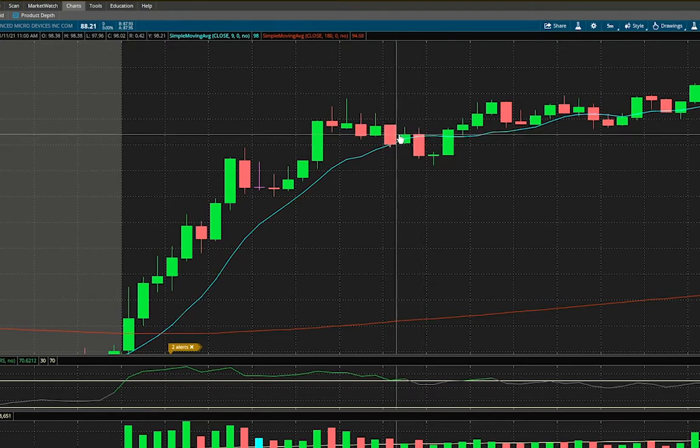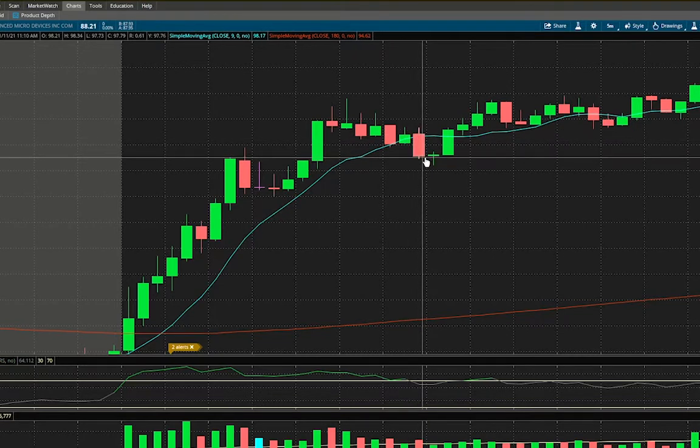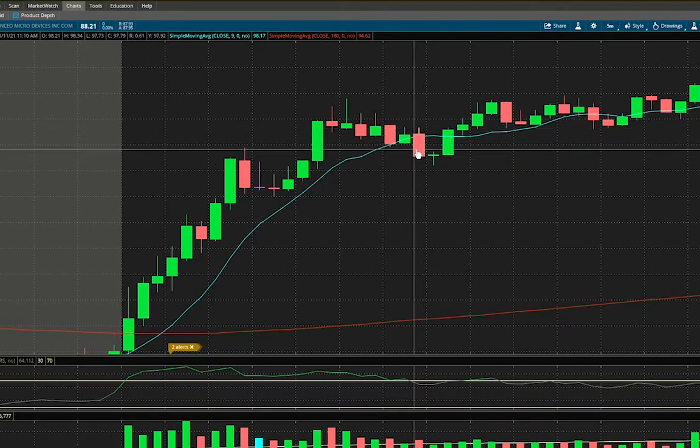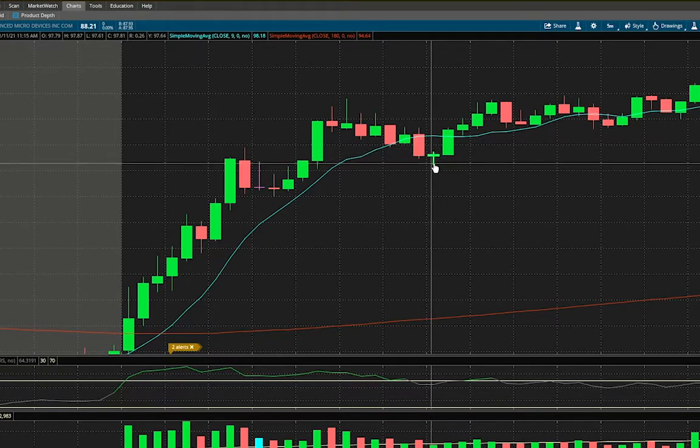I would probably look to exit around here, but a clear exit point would be right here at this candle, and we would be validated out when it's closing below the blue SMA line. So then our next candle is below the blue SMA line, opening and closing, so we know for sure that our position is over with.